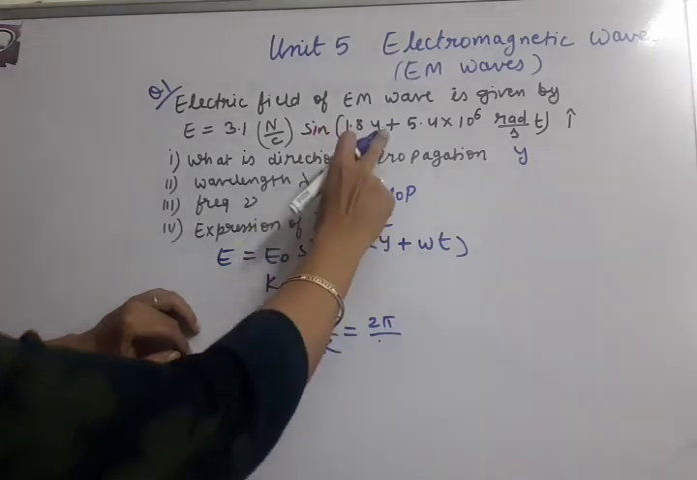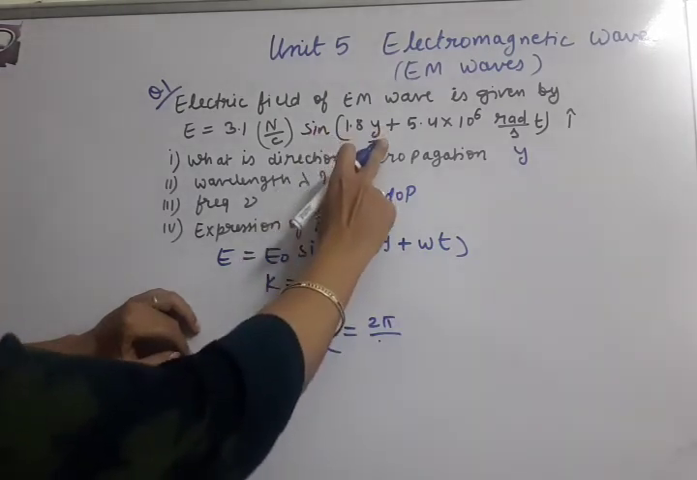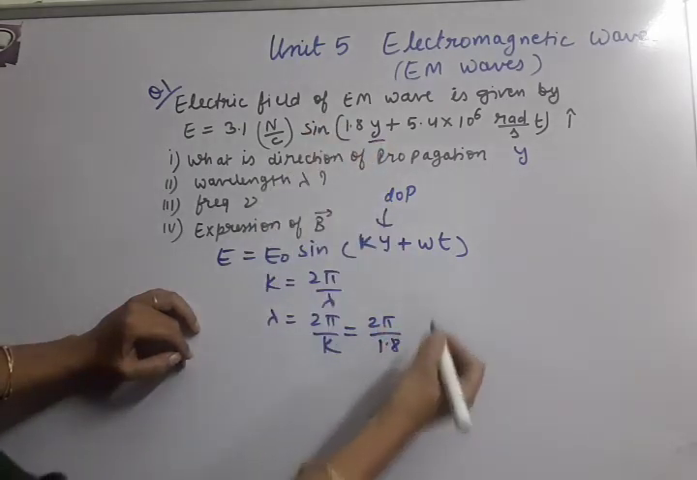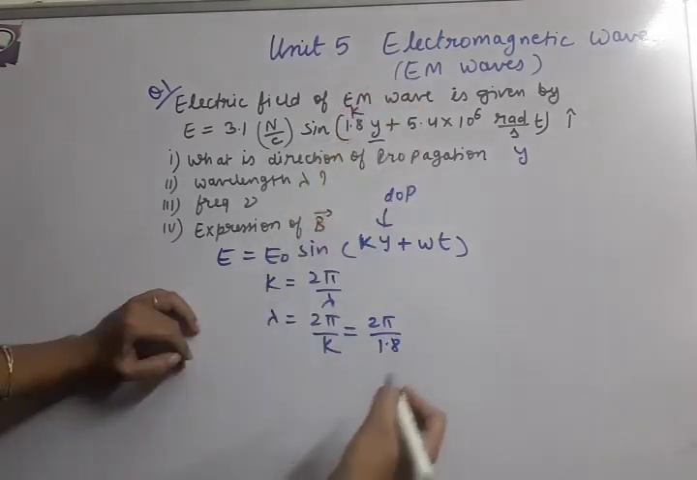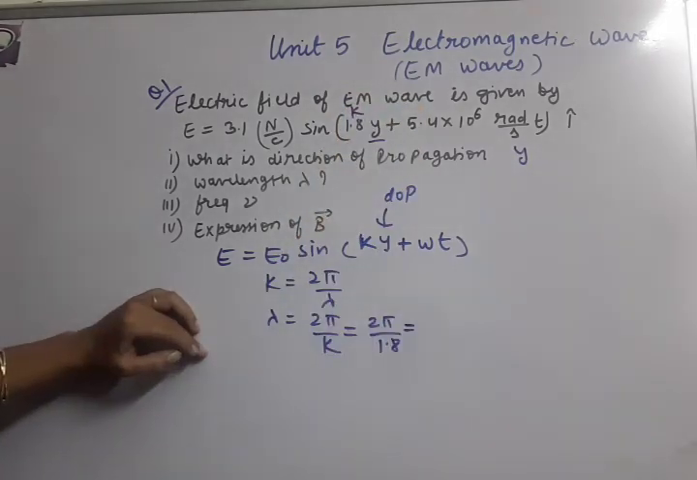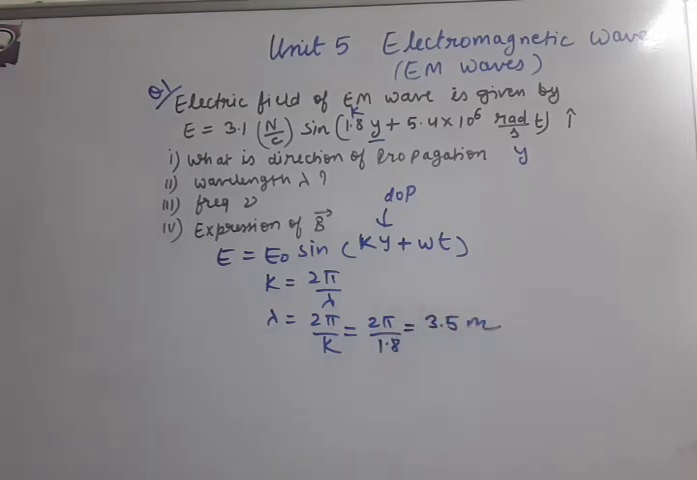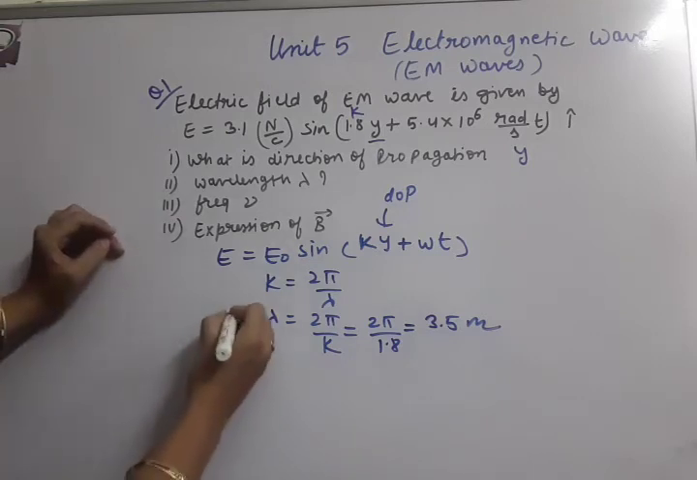K value is the one which is written along with x, y or z. Okay, here y is written, so this is k, 1.8. This value is k. So 2 pi upon 1.8. If we solve it, we are getting the answer 3.5 approximately, 3.5 meter. Lambda has been solved. So this is the second part.